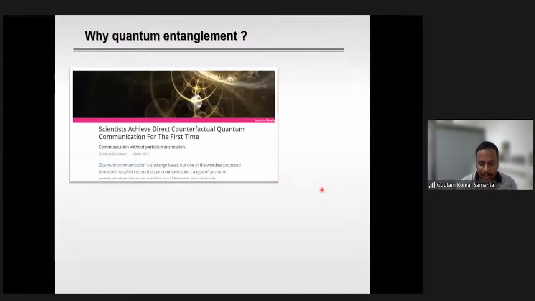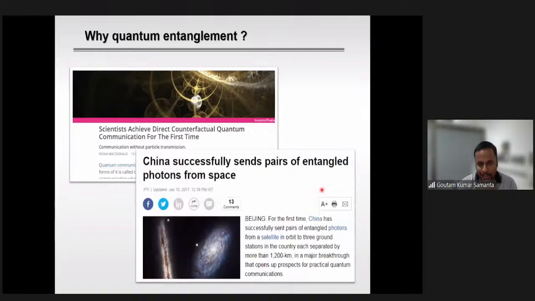So why quantum entanglement? Many sessions have already explained it, so I will not go into the details, but the major attraction to this field and the major investment came from the report where China successfully sent the payload to space and demonstrated QKD over 1,200 kilometers, between two distinct places separated by more than 1,000 kilometers. This was a starting point for many people, who are now exploring the possibility of pushing this technology further and making their countries self-sustainable in quantum communication.